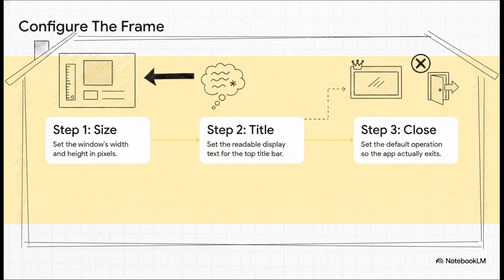To make our frame perfectly usable, we have a simple 3-step checklist to follow. Step 1, set size. Step 2, set title. Step 3, set close operation. Think of these 3 steps as framing the walls, putting up the street address, and installing the front exit door of our digital house. Let's look at exactly how we execute each of these steps in our code.